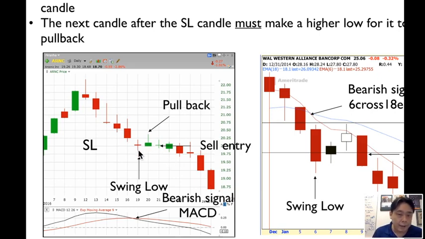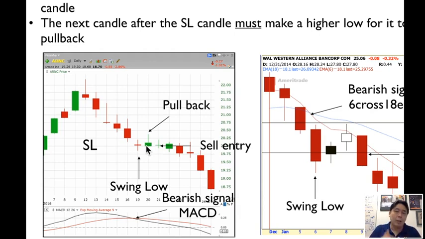Now, what if after the swing low candle, the next candle makes a higher low, but not a higher high? Well, that is called an inside bar candle, and I'll explain that more in a short while. So if you've got an inside bar, you can't place your entry order yet. You have to wait for at least one pullback, minimum one pullback, to enter the trade. A pullback must be a higher high and a higher low, right?